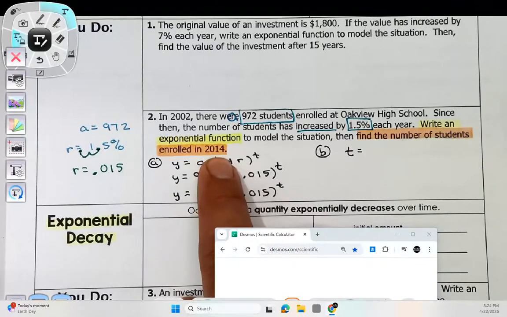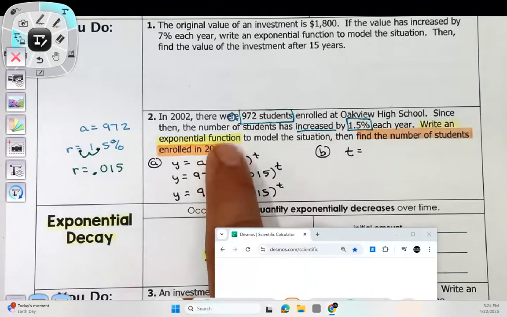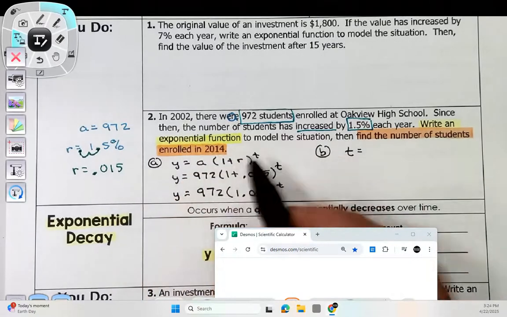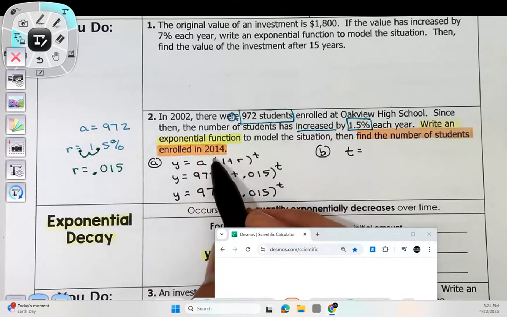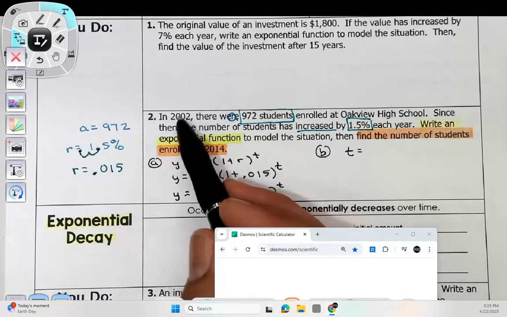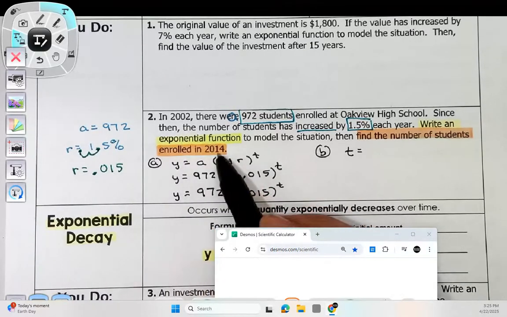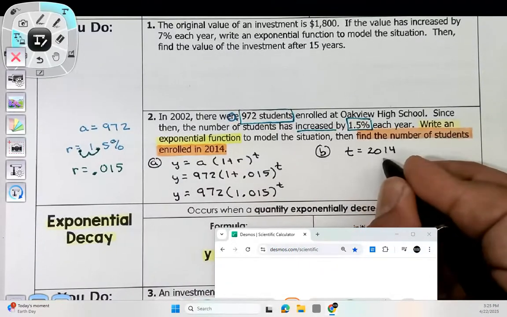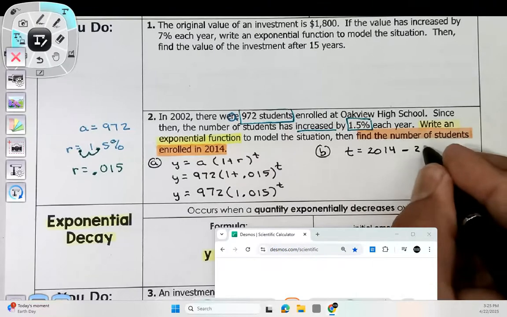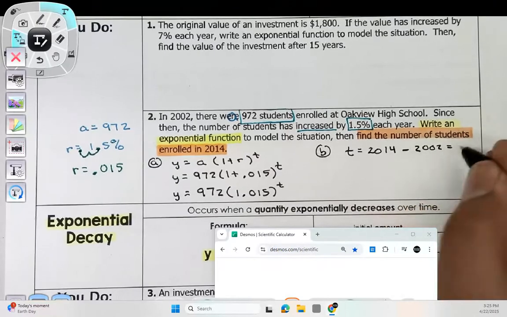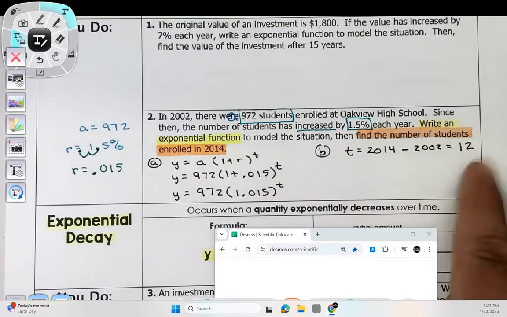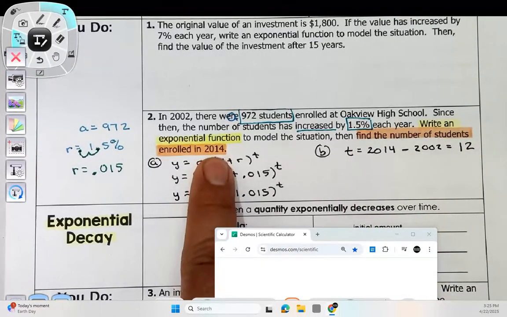So you got to think about a time frame. This is another reason why I wanted to do this one with you. They started in 2002. They want to know what it's going to be in 2014. So what I want to know is how many years are between 2002 and 2014. Well, there's a very easy way to do this. Take the bigger year, subtract the smaller year, and now we know that that's 12 years. So that's what my T is going to be, 12, not 2014.